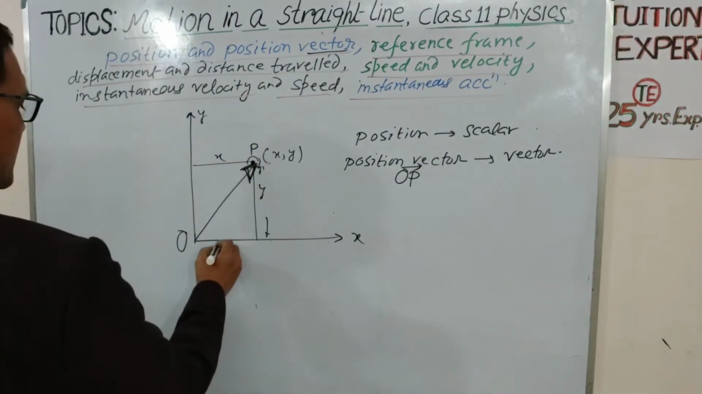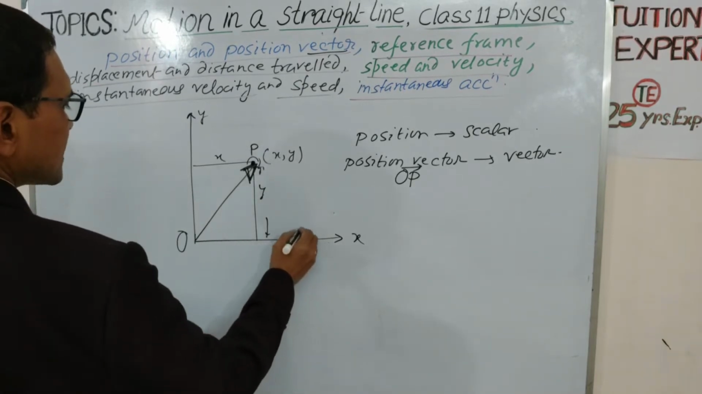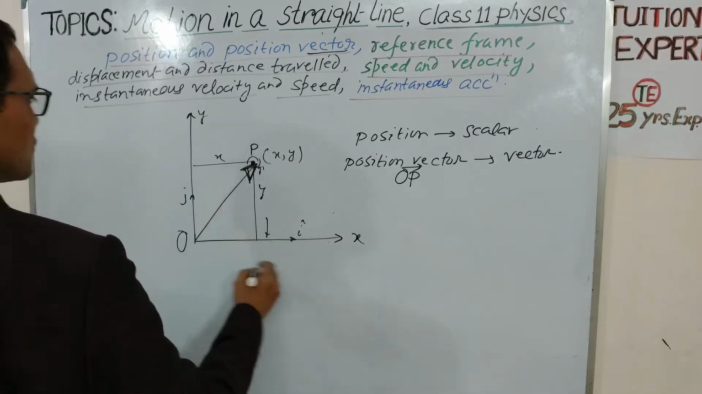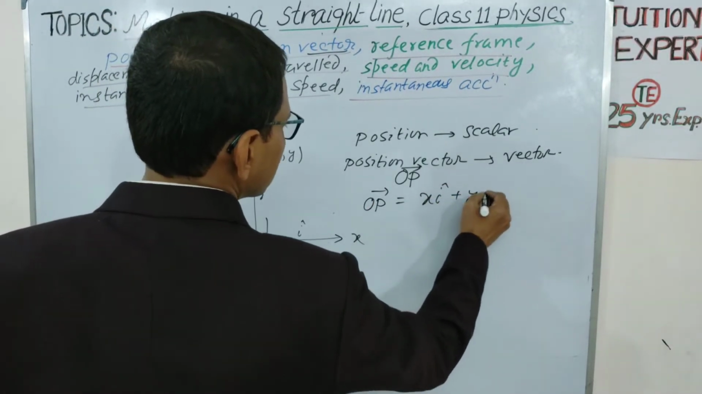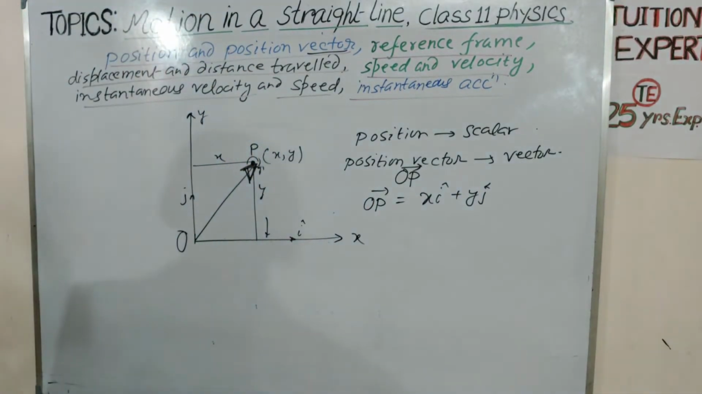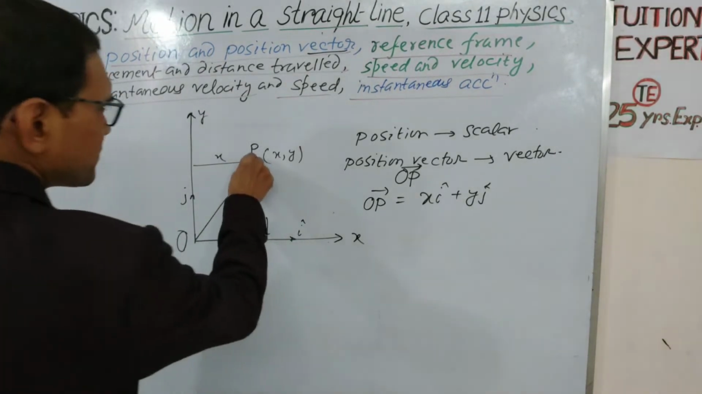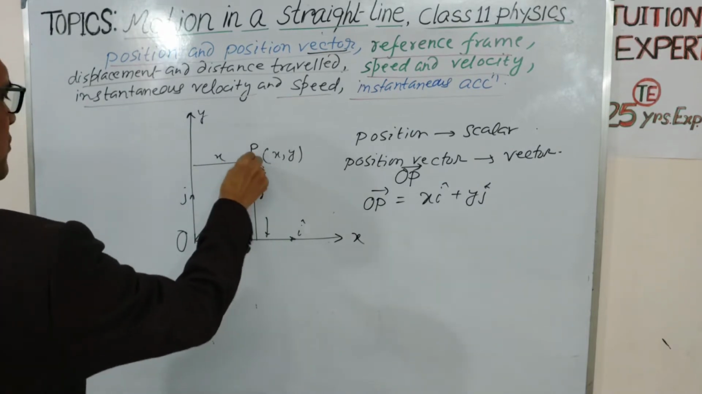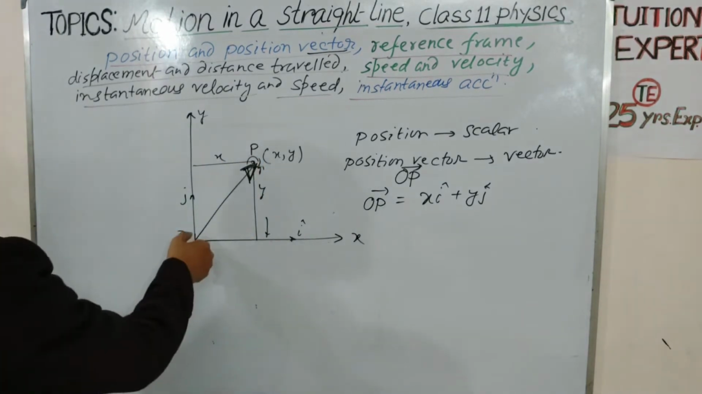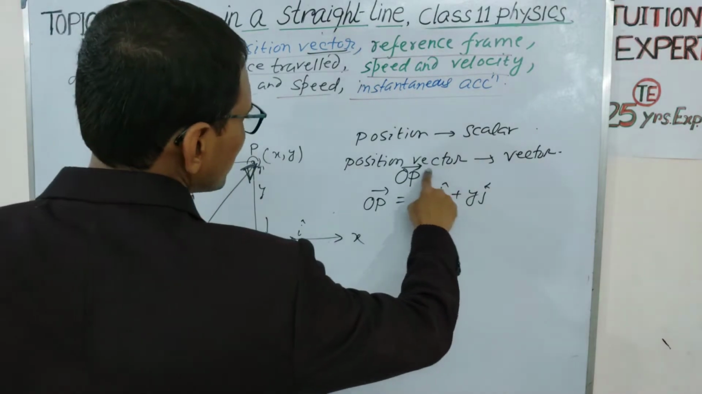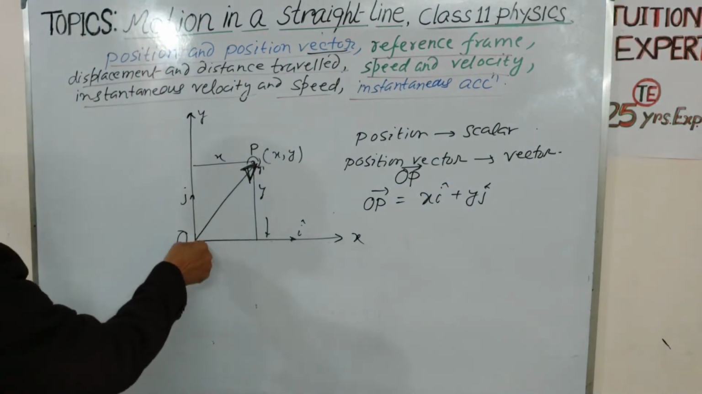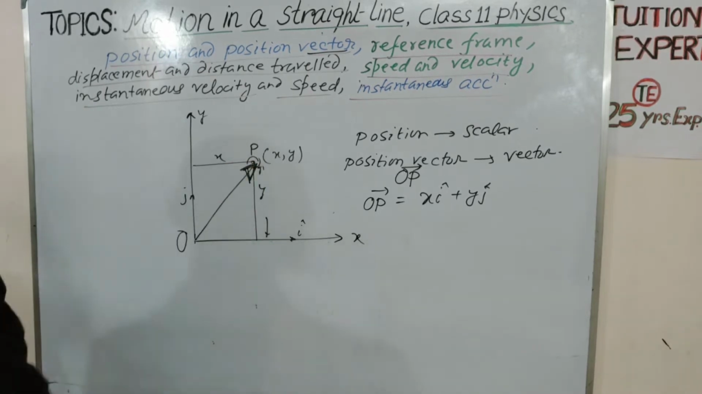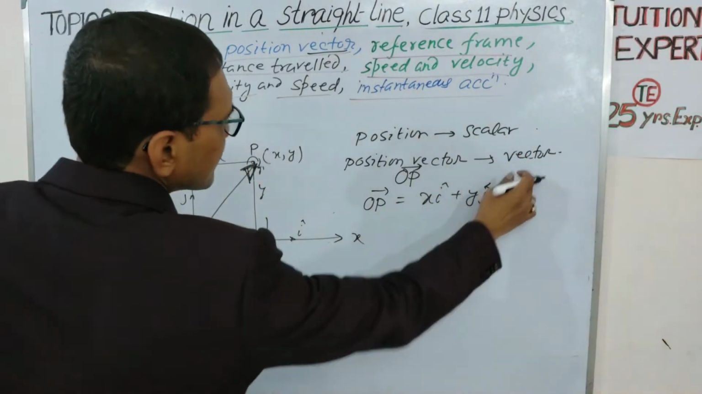Now the position vector OP, if the unit vectors along the x axis and y axis are i and j, OP equals xi plus yj. This is the position vector. Position is a scalar. Position means this point is fixed at that point, and when we add the vector, then this will be the vector. So the other point must be the origin, O to P. This is the position vector. So position vector has a direction.